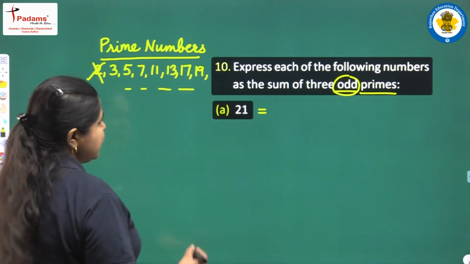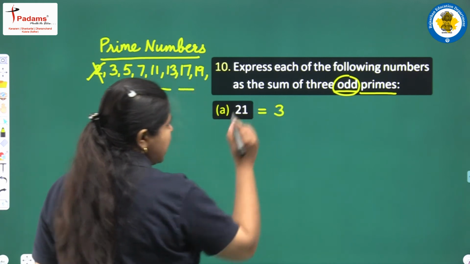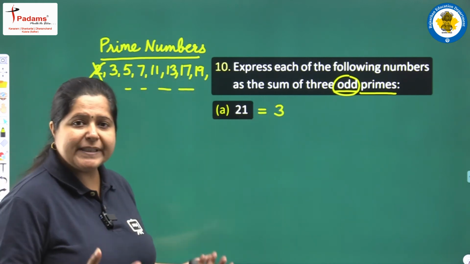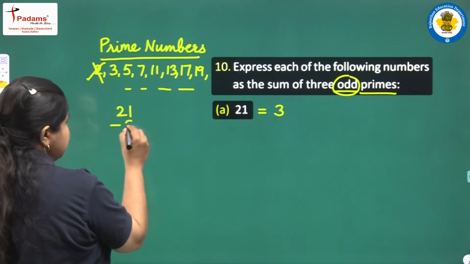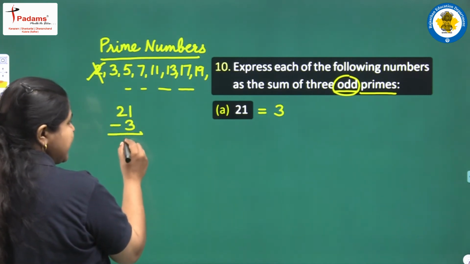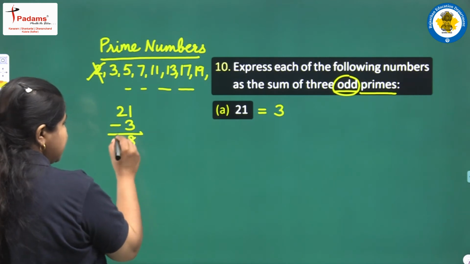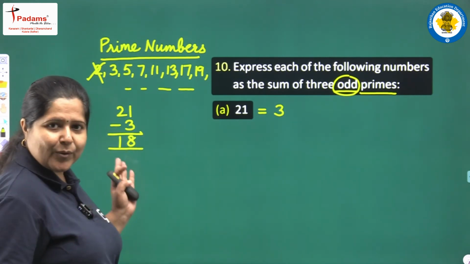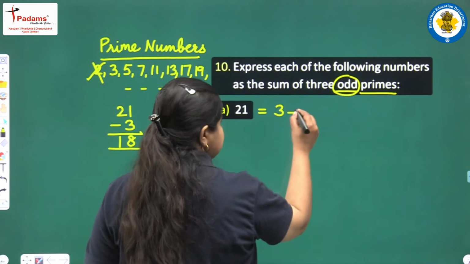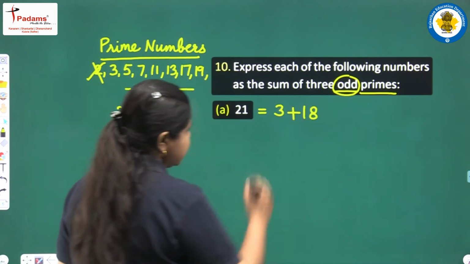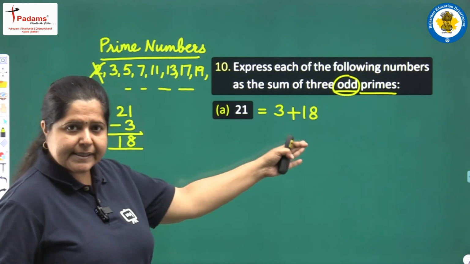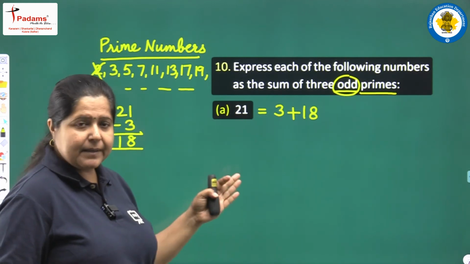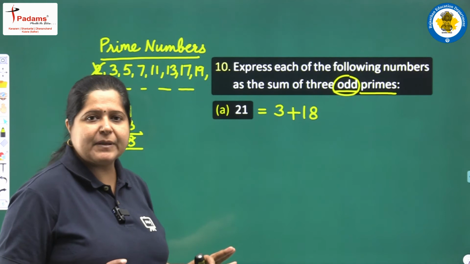We start with 3. If we take the first part as 3, then what will be the second part? You can subtract 3 from 21. It will be 11 minus 3, it's 8, and 18. So, the second part will be 18. In this way, we have broken 21 into 2 numbers. Now, this 3 is a prime number, but this 18 is not a prime number.